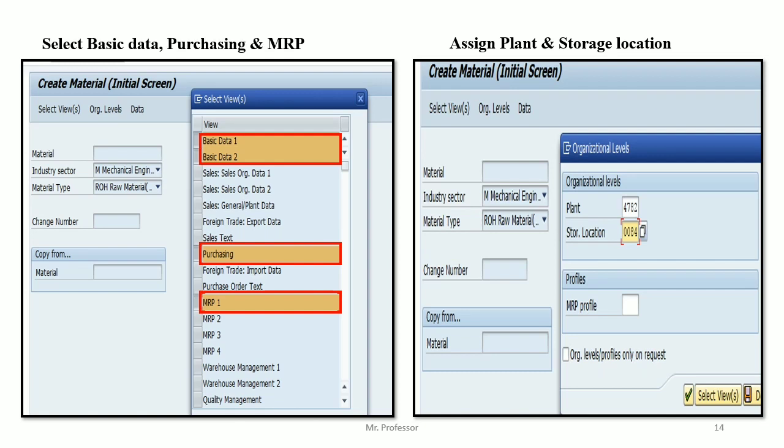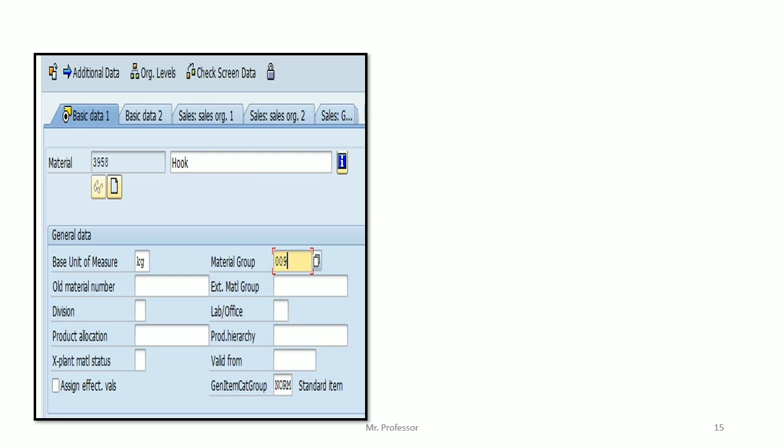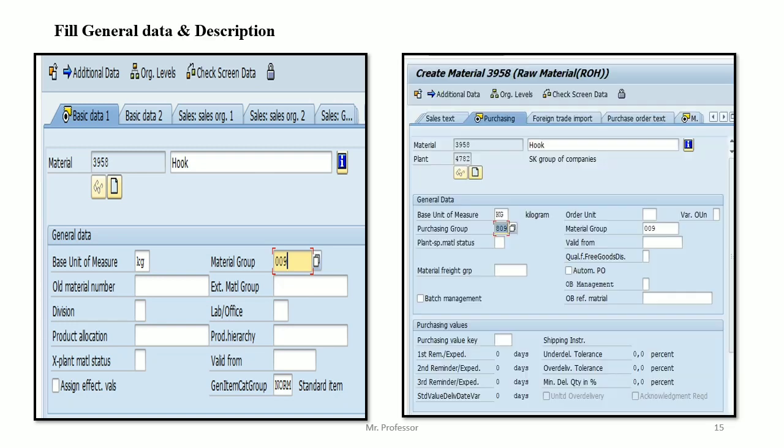Next we are going to fill the general information of basic data, with material description, base unit of measure, and material group. Then assign the purchasing with base unit of measure, material group and purchasing group. Here the procedure is shown, please take a look.